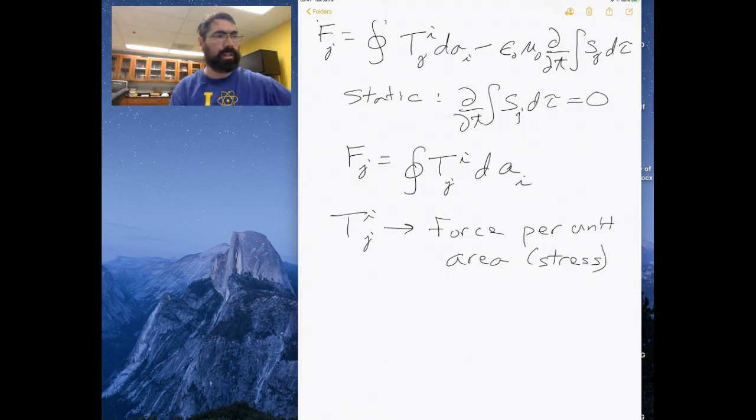So I think I will stop here since the next one is an example which is kind of extensive. So I will end this video, and then in the next video I'll go over an example that employs the Maxwell stress tensor.